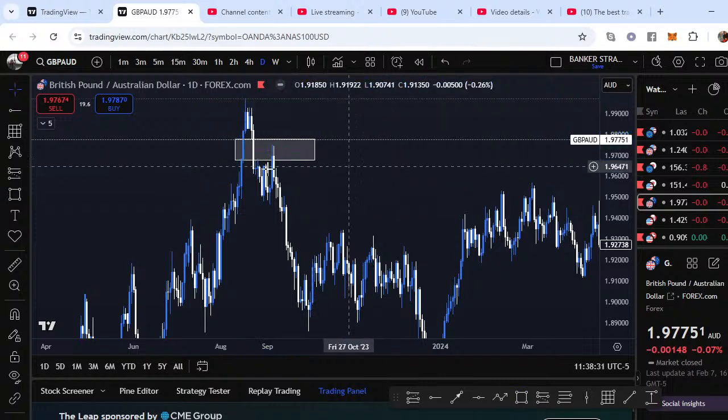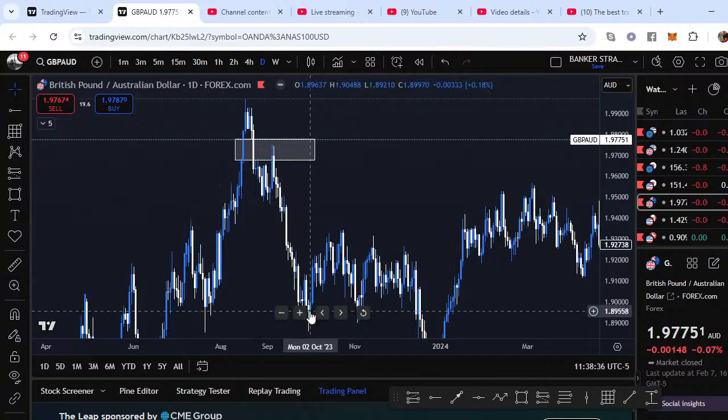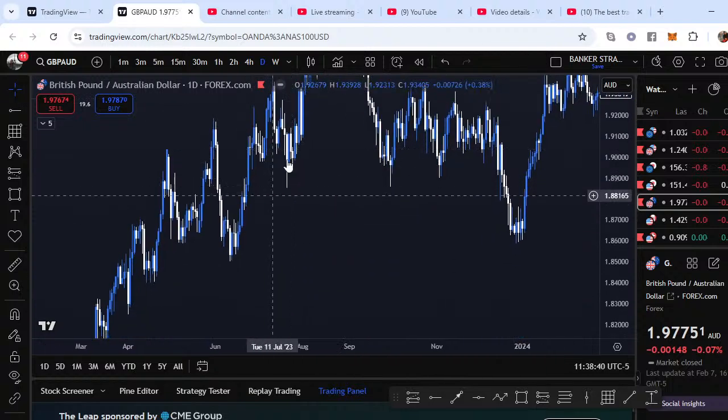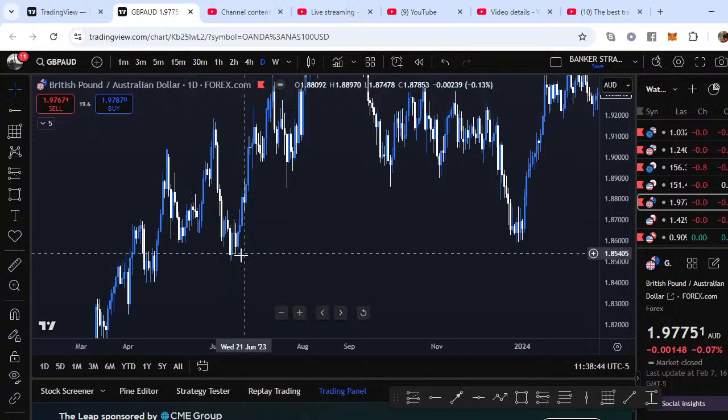Respect. To the T. Two days. Wait. Pow, pow, all the way down. Where do you take it? There's a low here. There's lows here. There's a low here. Almost relative equal. You could hold.